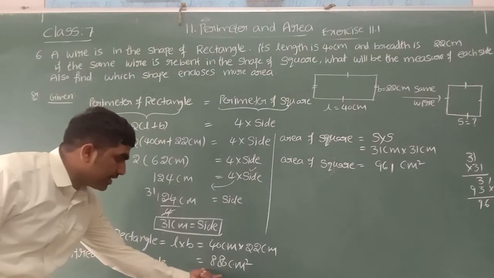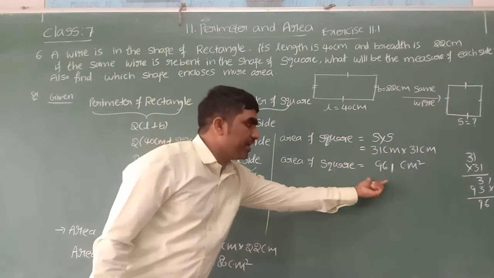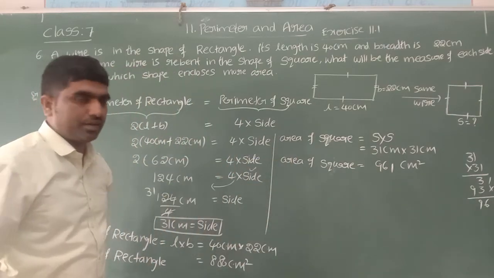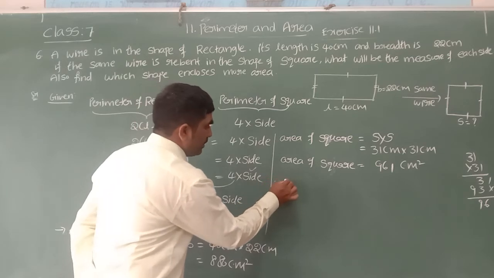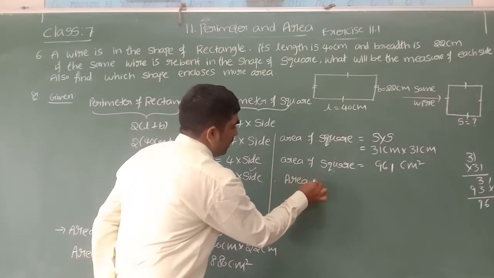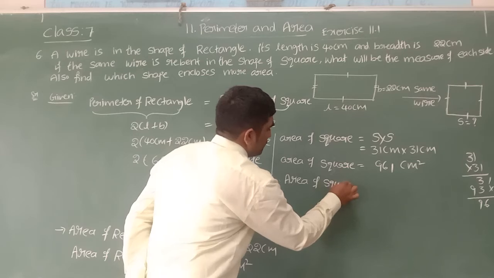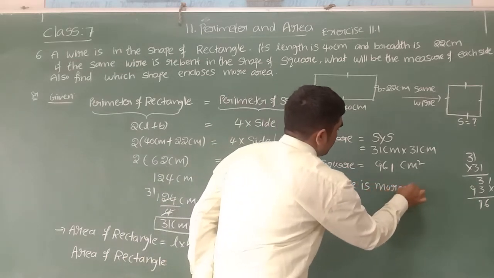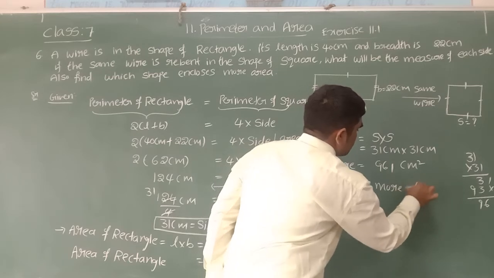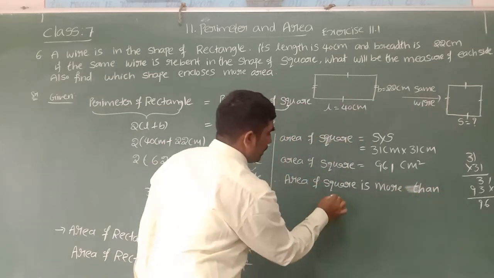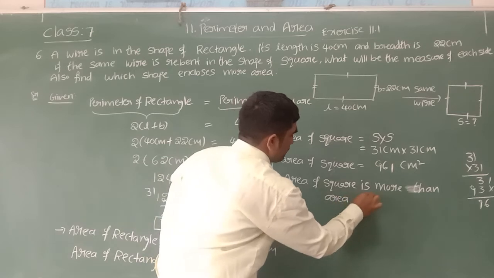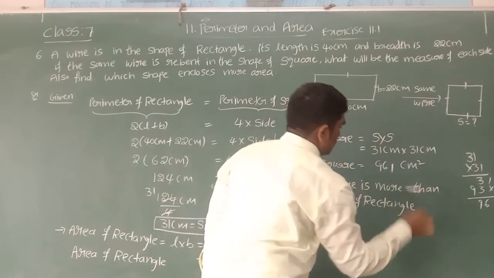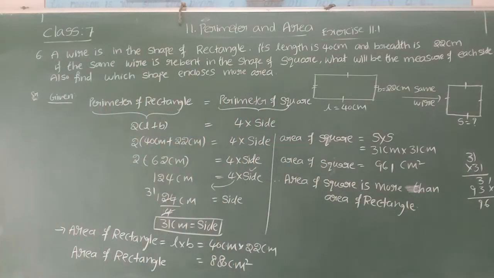See, here the area of the rectangle is 880, the area of the square is 961. Now tell me, which figure encloses more area? Square. So the conclusion we can write, beta: therefore, the area of the square is more than the area of the rectangle. Like that we can conclude.